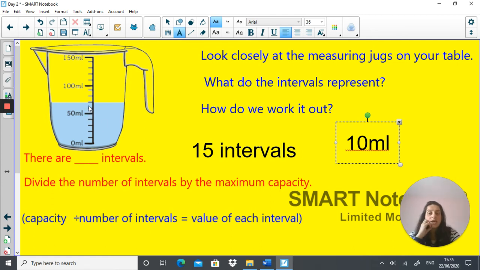Let's work out how much liquid there is in there. So we know this is 50, add 10, 60, add 10, 70. This jug has 70 millilitres of liquid in it.